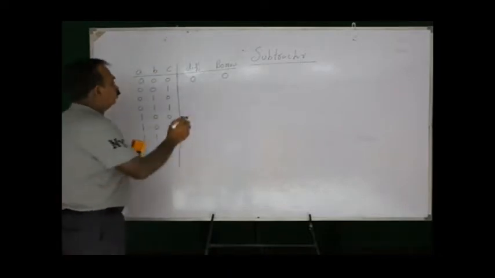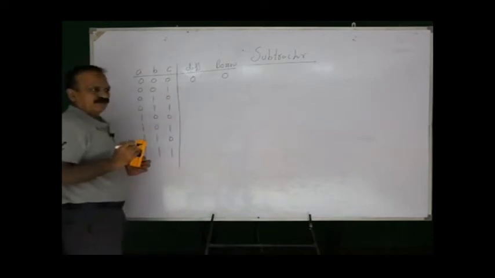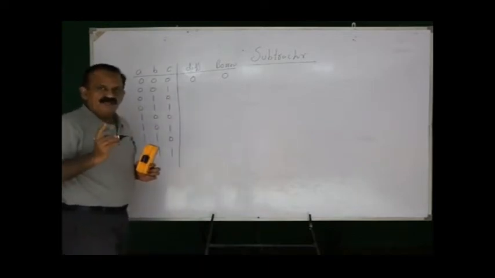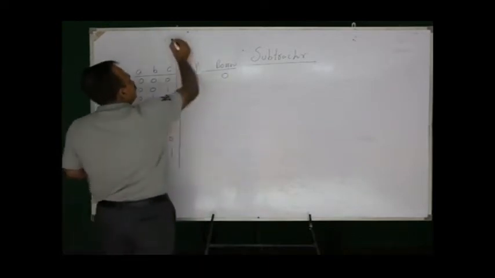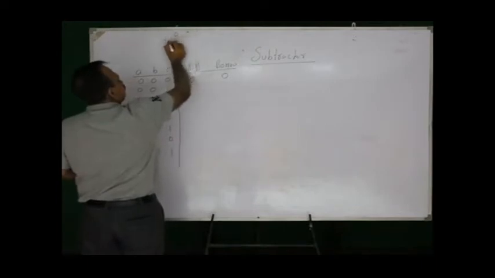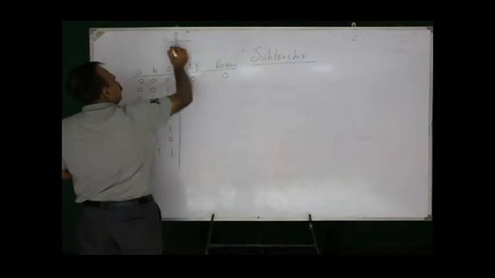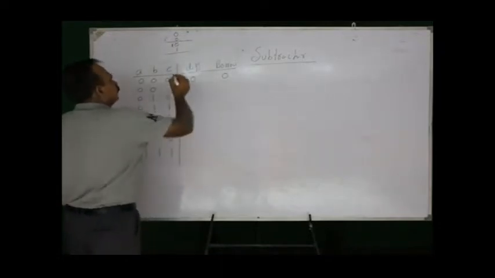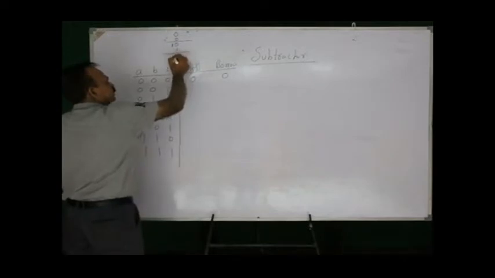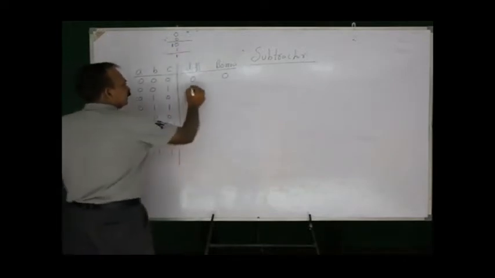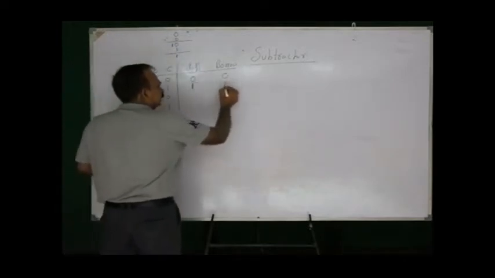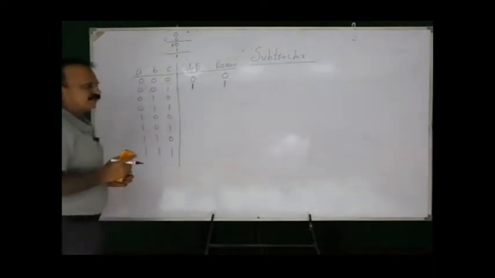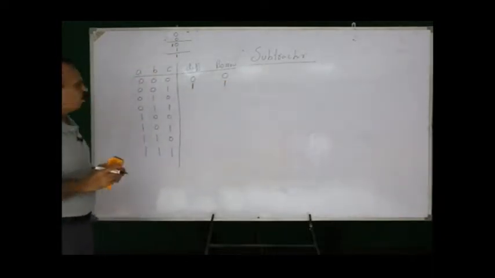Now 0 minus 1, this will be borrow 1, and this operation is something like this: 0 minus 0, this difference is 0, and then 0 minus 1. Now here I need one borrow. Now 10 minus 1, it is 1. So difference is 1 as well as the borrow is 1. Difference is 1 as well as the borrow is 1.